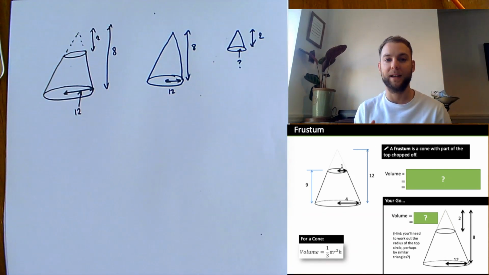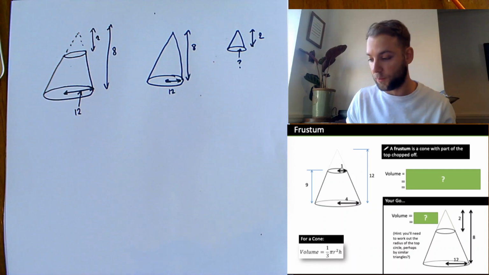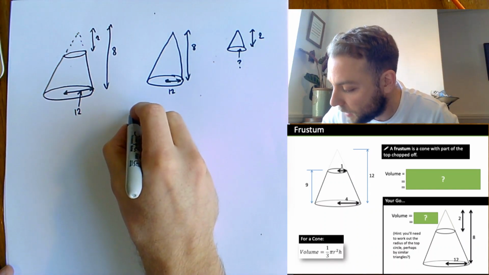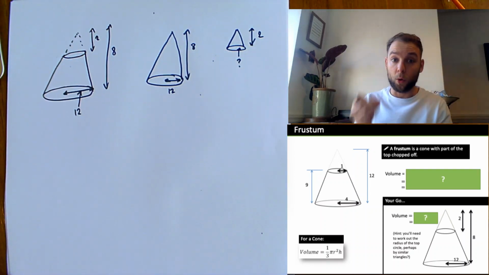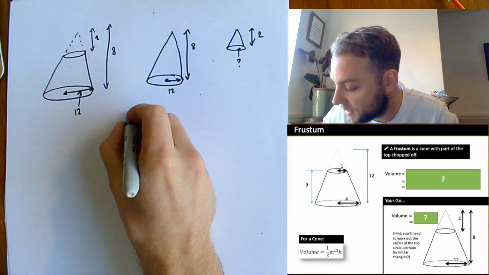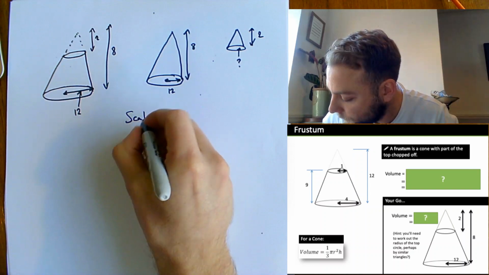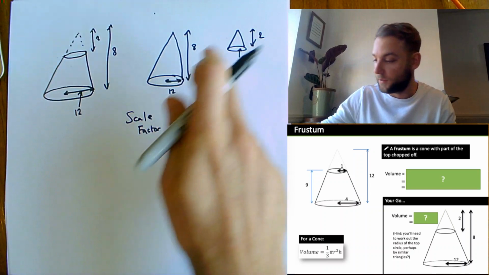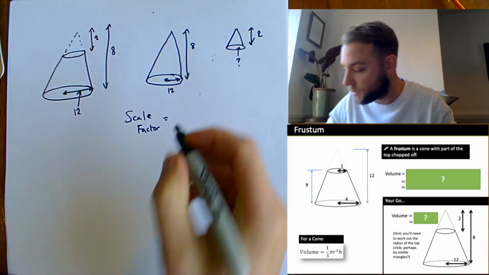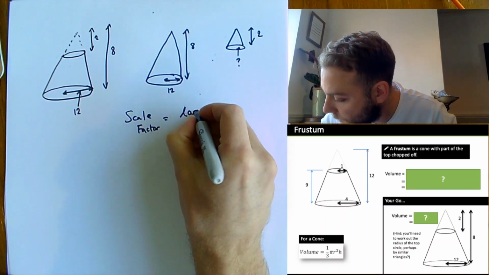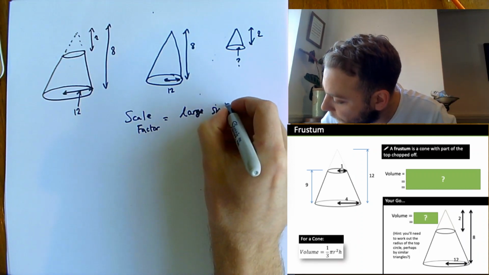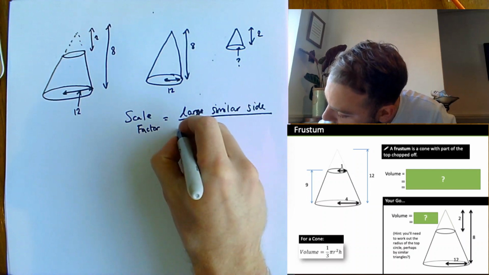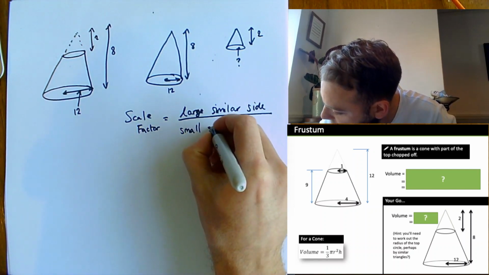And we do that by seeing how much larger one is than the other. We've got to see how much bigger using similar shapes. So from similar shapes, the first thing we always do is work out the scale factor. So how much bigger is this one compared to this one? The scale factor is always your larger similar side divided by your smaller similar side.